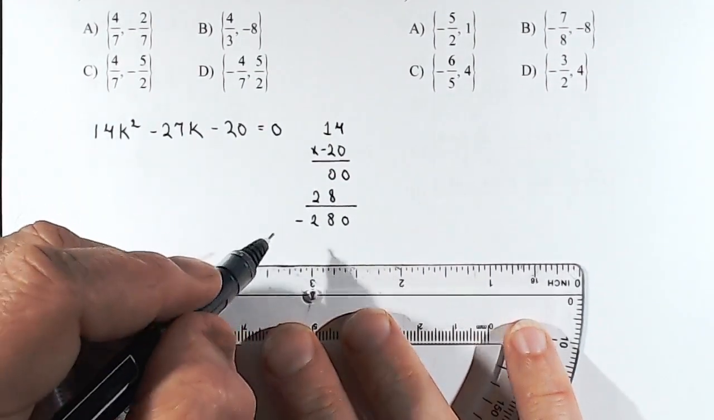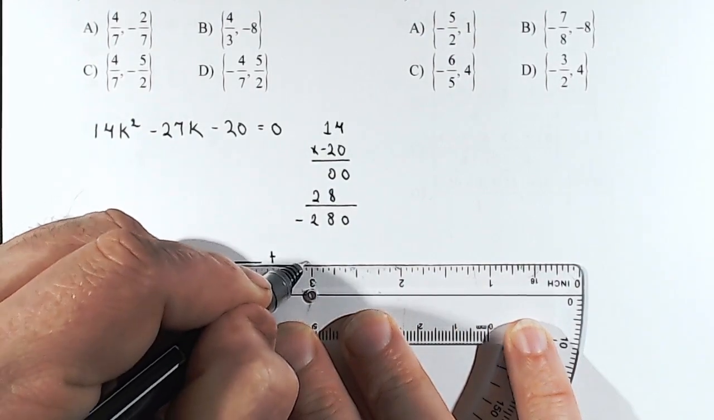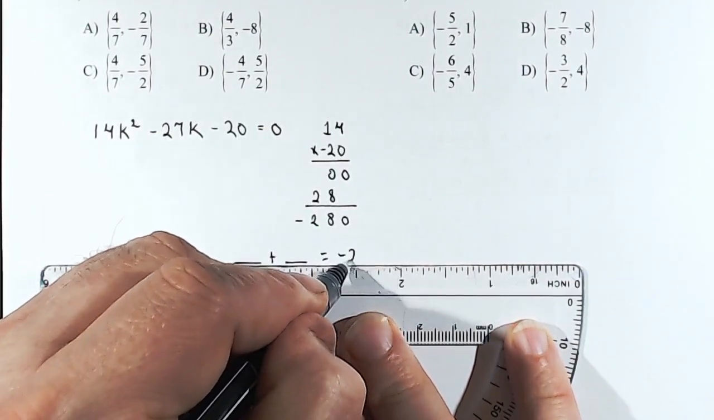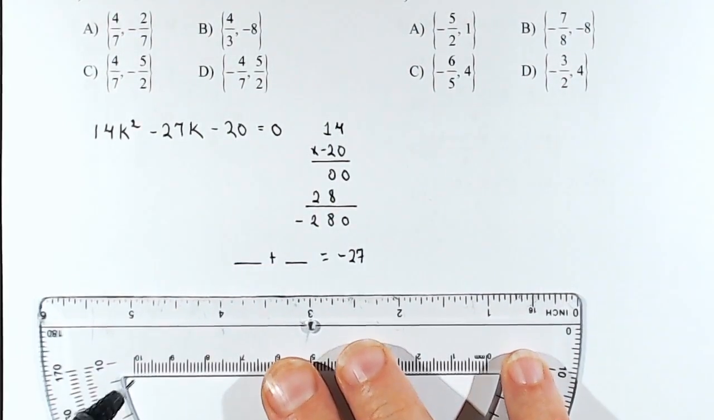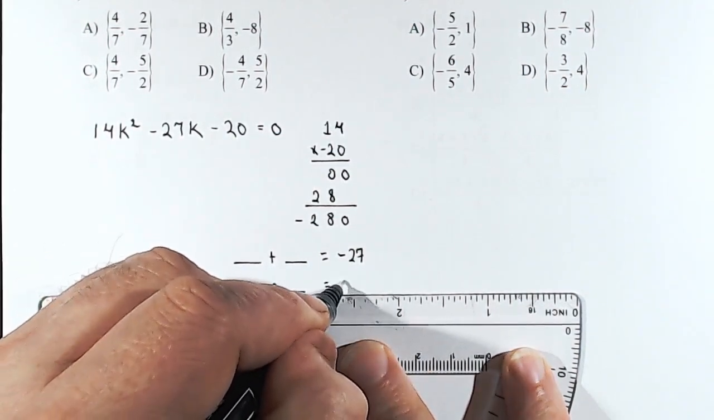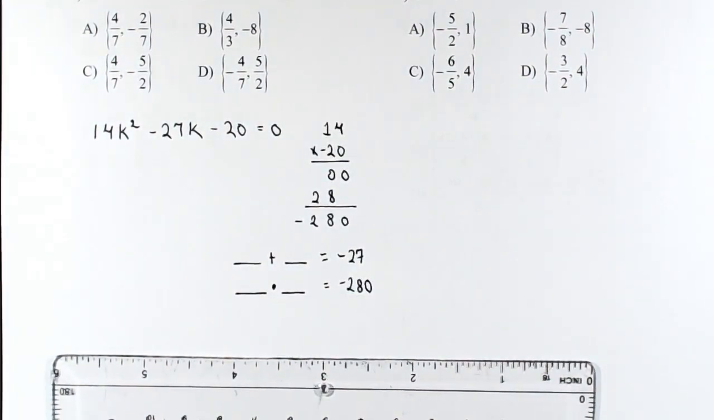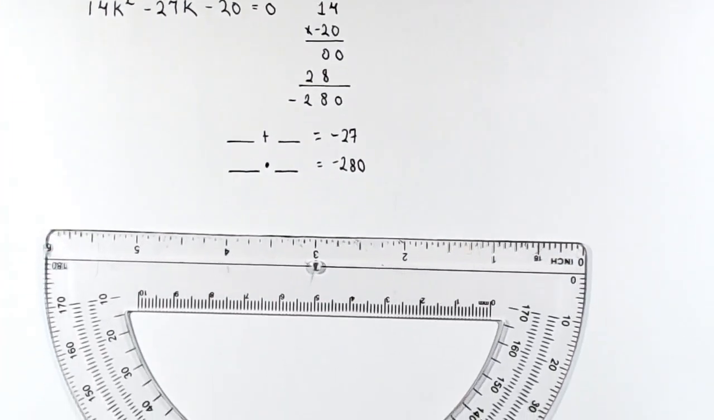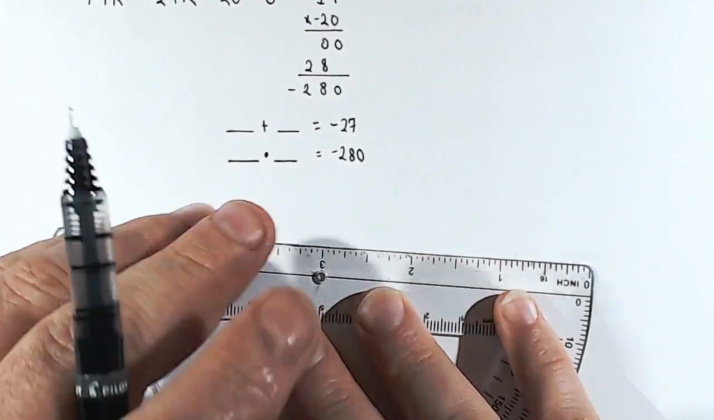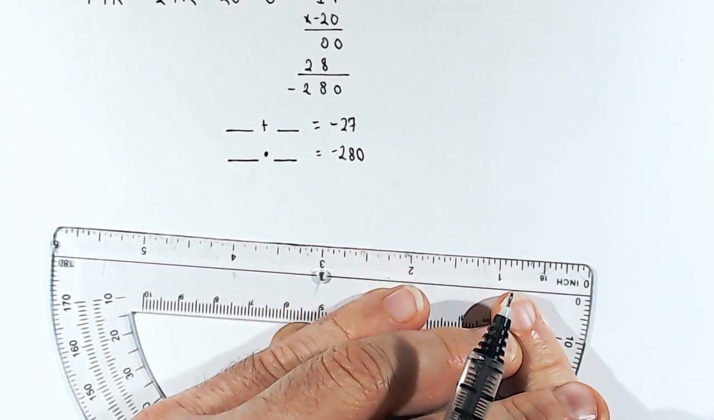Sometimes it's helpful to set up a little table like this. You need two numbers that add to equal negative 27, and those same two numbers have to multiply to equal negative 280. When the numbers get bigger like this, it's important that we're really keeping track of our work. So how do we find two numbers that add to be negative 27 and multiply to be negative 280?